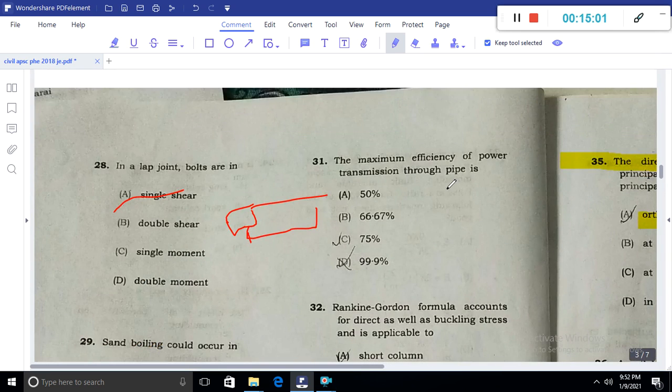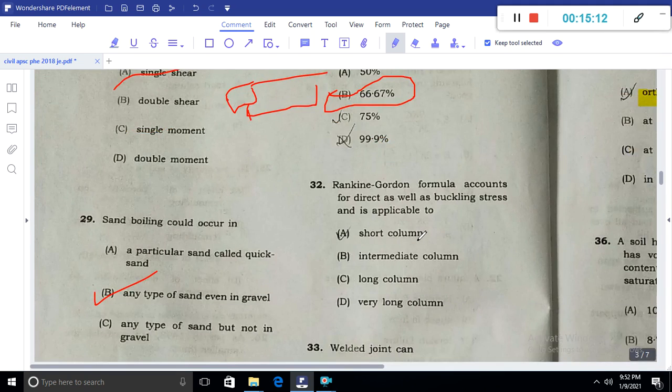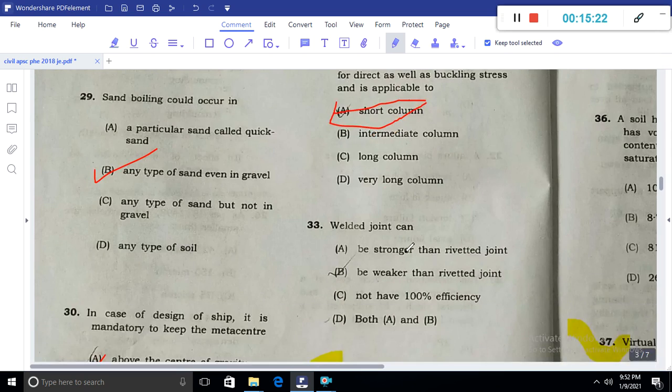The maximum efficiency of power transmission through pipe. Pipeৰ দ্বাৰা যেতিয়া power transmission হয় তাৰ maximum efficiency is 66.67%. Rankine Gordon formula is applicable for buckling stress. Rankine যিটো Gordon formula is short column কাৰণে applicable.